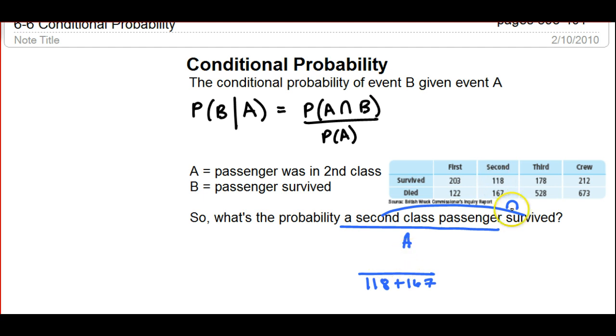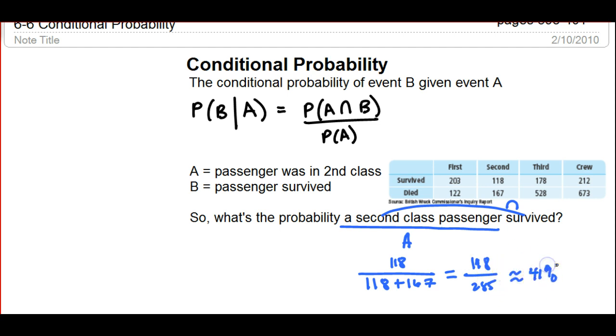So the intersection is where we have second class and survival crossing each other. So that's going to be the 118. So notice that when you set up your fraction, you've got some of the numbers that are being used twice, because A and the overlap of A means that that number is going to be there more than once. So when you do the math here and add on the bottom, you're going to get 118 over 285. And when you divide there, you're going to get about 41%.